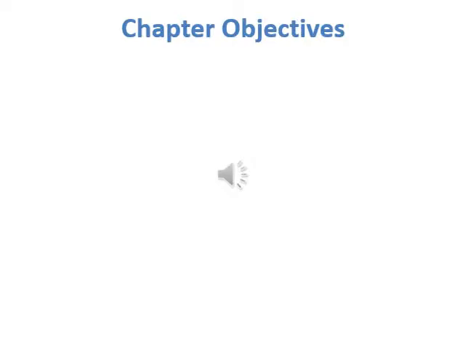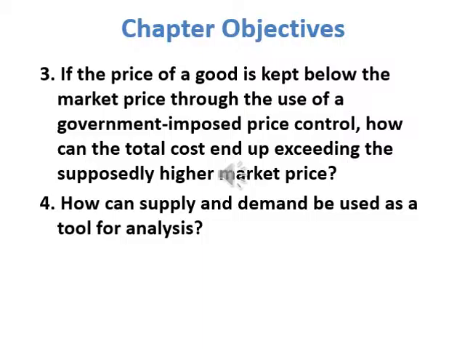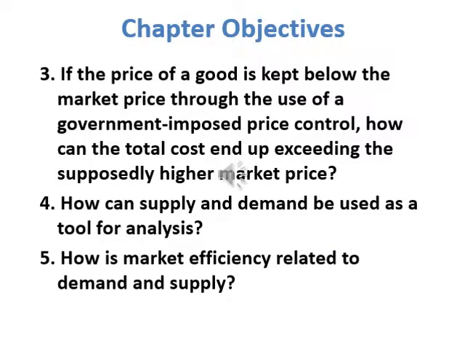Chapter Objectives. 3. If the price of a good is kept below the market price through the use of a government-imposed price control, how can the total cost end up exceeding the supposedly higher market price? 4. How can supply and demand be used as a tool for analysis? 5. How is market efficiency related to demand and supply?